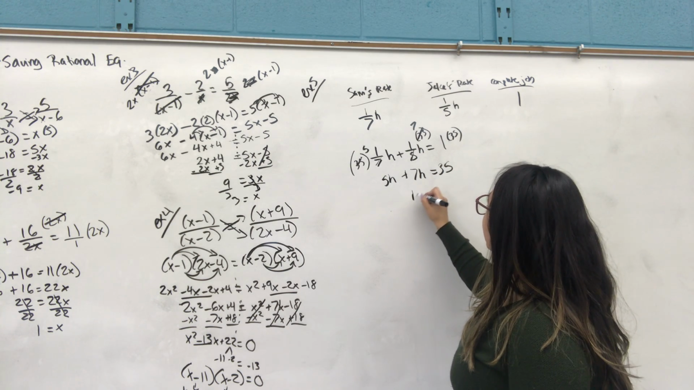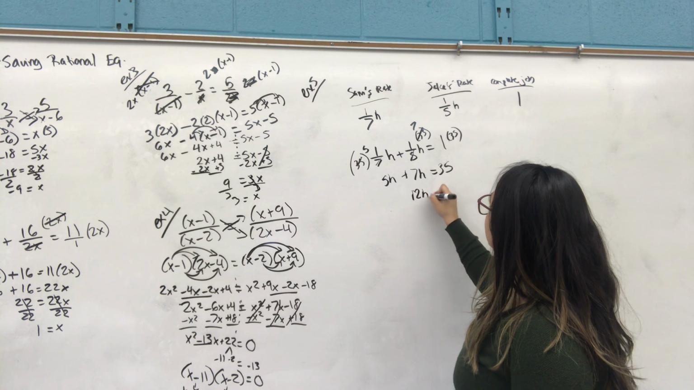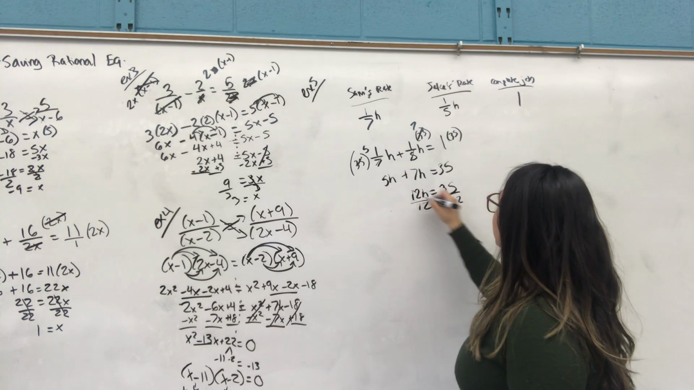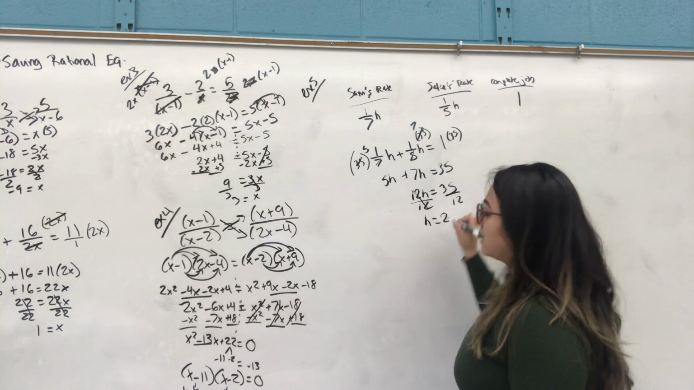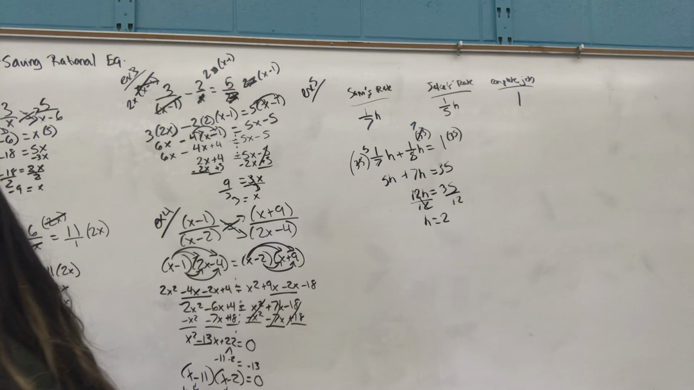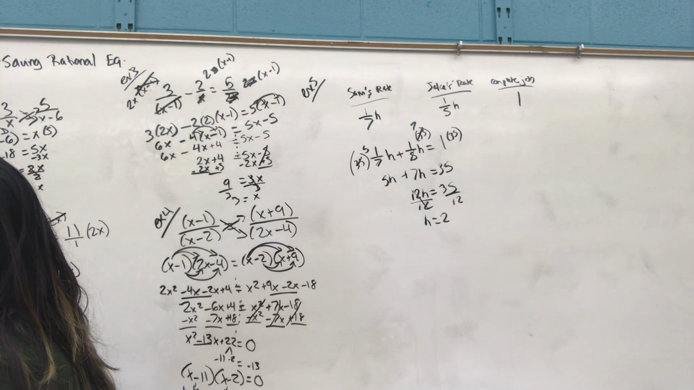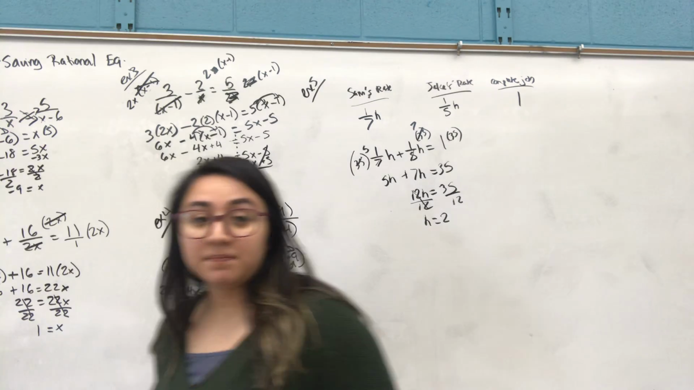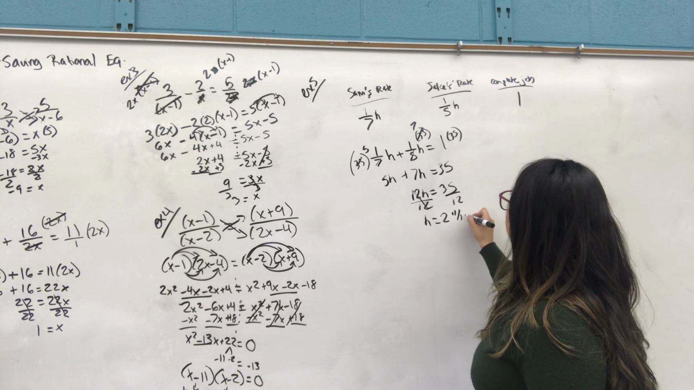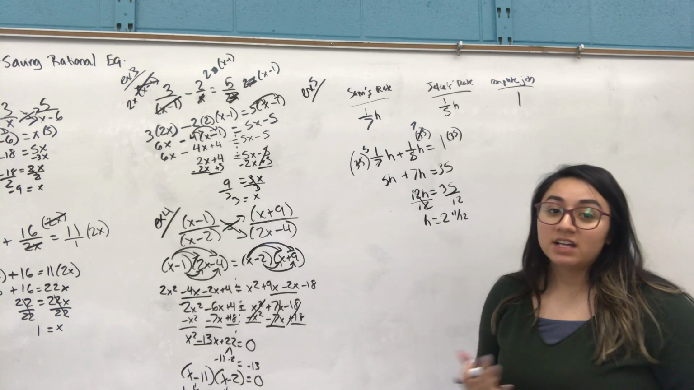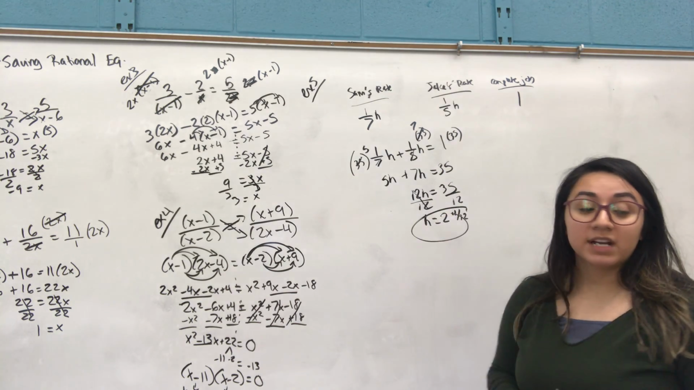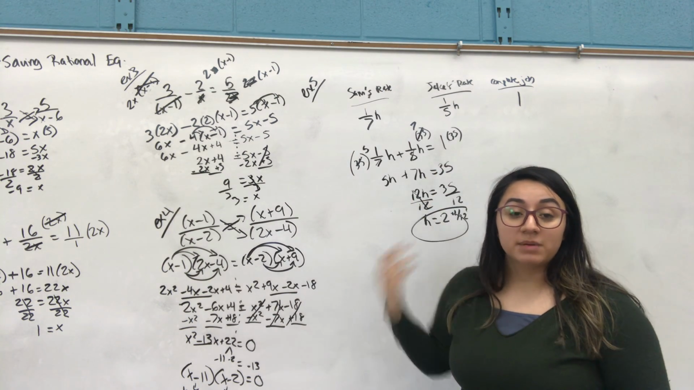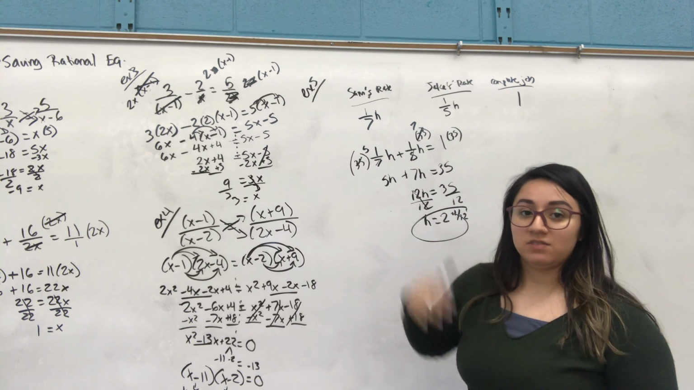So 7 plus 5 is 12h. 12h is equal to 35. To solve for it, you divide by 12 on both sides. And how long will it take? I think it was 2 and 11/12. Let me see if I got that right. And the book says, yep, it takes almost 3 hours for them to paint the house together. So that's how long it will take. So remember, you're dividing the 1 job by the number of hours they actually took. That's why it's 1 divided by 7, 1 divided by 5.